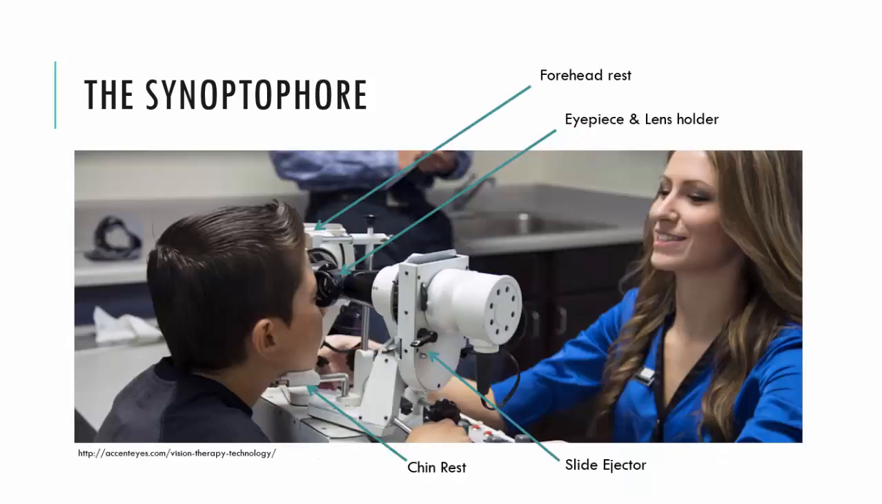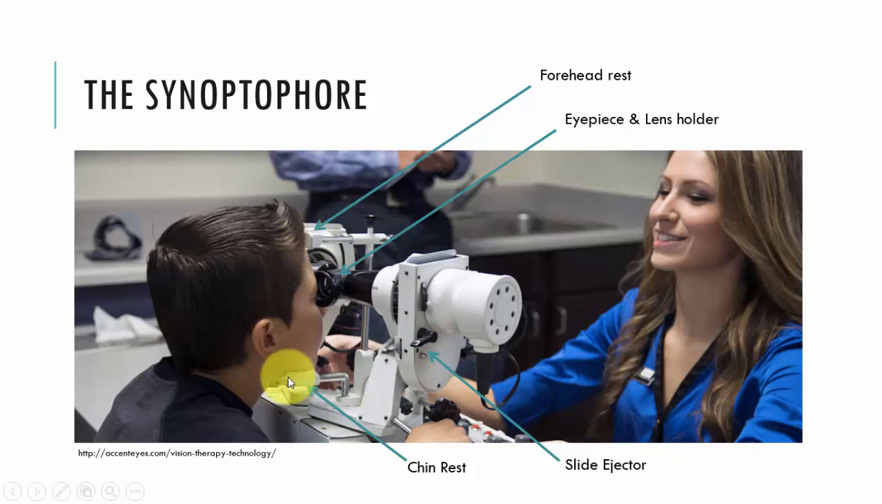Let's take a look from an angle that gives us the perspective of the patient as well. And what we can see here is the patient is resting on the chin rest, and we can see their forehead up against the forehead rest. And you want your patient to be up against this forehead rest to keep them stable during testing.